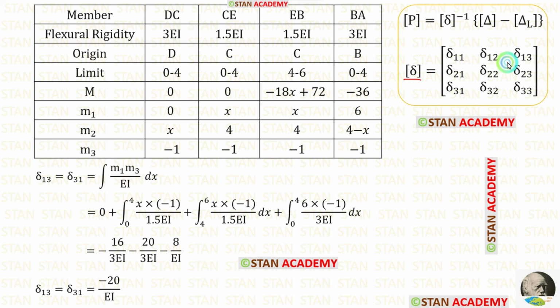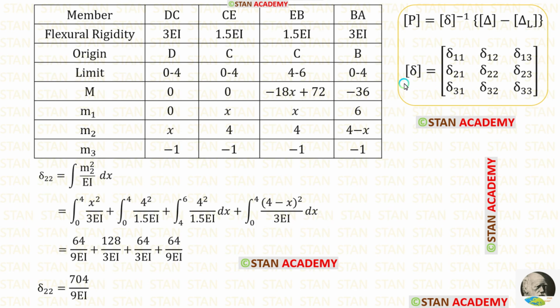In the delta matrix, now let us find delta 1, 3 and delta 3, 1. Both of them having the same formula, integration of m1 m3 upon EI dx. In the formula, let us apply the values of m1 and m3. After the calculations, we are getting delta 1, 3 and delta 3, 1.